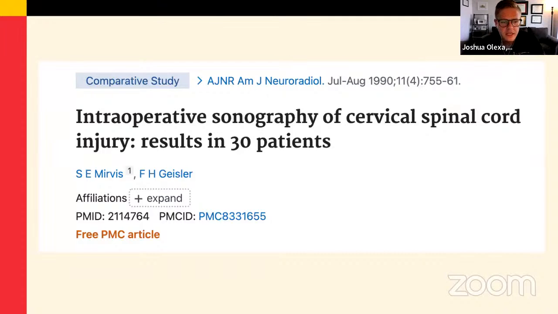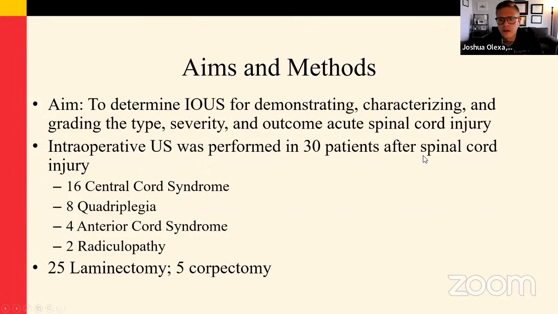Look at a publication that actually came out of Shock Trauma with Dr. Geisler, that looked at the use of intraoperative ultrasound in 30 patients, followed prospectively, who underwent surgery for cervical spinal cord injury. So the goal of this paper was to basically determine the use case for intraoperative ultrasound, demonstrating that you could see it, and then characterizing and grading the type, severity, and outcome in these patients after suffering an acute cervical spinal cord injury.